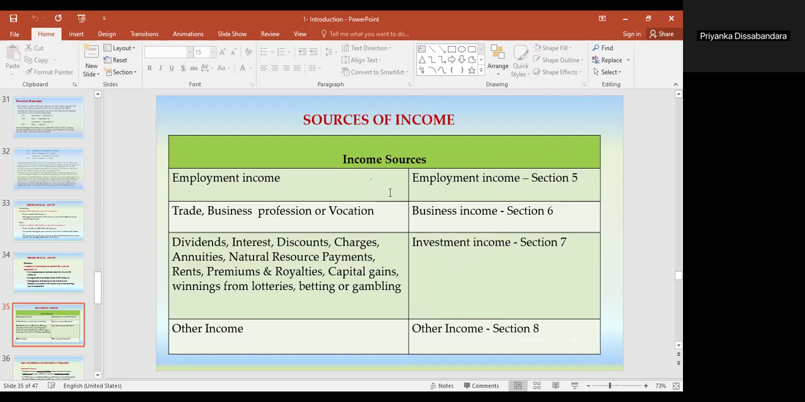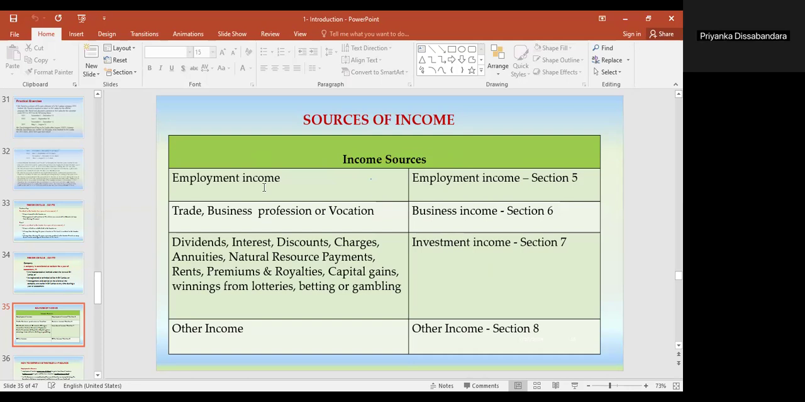In most cases, all of the income can be categorized into these 3 income sources. So, if we have an employment income, what is the meaning of employment income? What kind of employment income do we receive? Salaries.